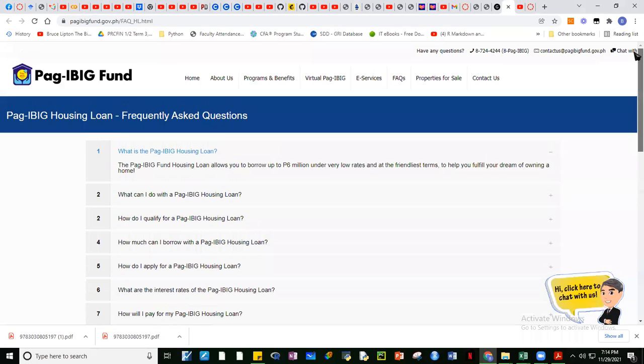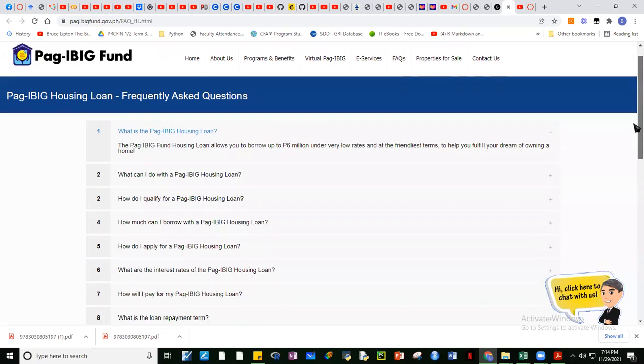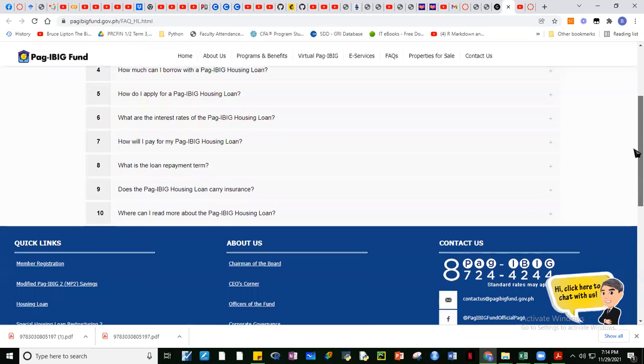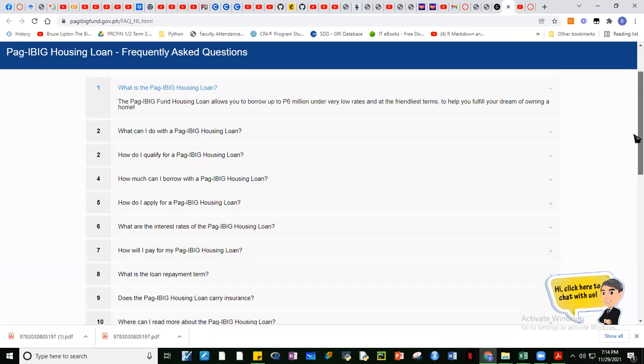So let me just show you where I got those terms. It's from Pag-ibig itself, this one. Frequently asked questions for Pag-ibig Fund. I hope you know what Pag-ibig does. Pag-ibig is a government entity, HDMF, that allows contributors or members of the Pag-ibig to loan, to do housing loan and other loans also. So if you're interested, just go through this.